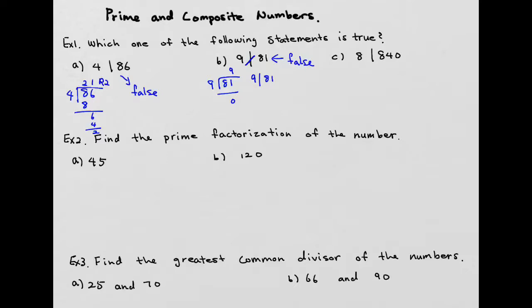So what about the next one? Does 8 divide 840 without the remainder? So let's try 840 divided by 8. It goes in one time. Bring down 4, but 4 is smaller than 8, so bring down the next number, which is 40. Then 8 goes into 40 5 times, which is no remainder. So this is true.